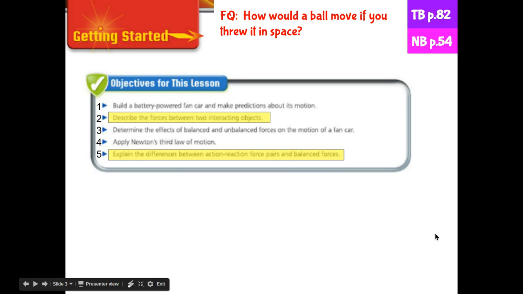So as we go through the objectives, there are 5 objectives for this lesson. We're going to be doing those, and today's objectives involve the number 2 and number 5. Describe the forces between two interacting objects and explain the difference between action-reaction force pairs and balanced forces.